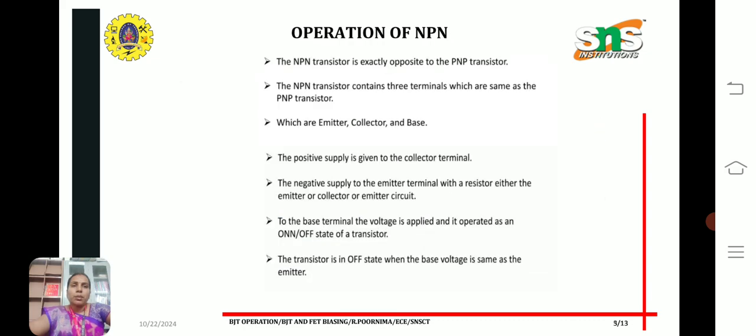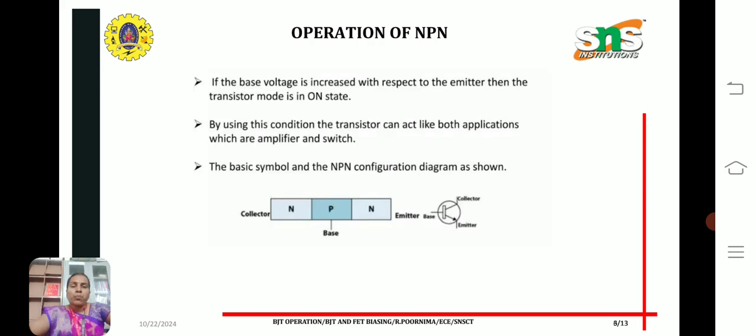And next, the operation of the NPN transistor, which is exactly opposite to PNP. It contains three terminals, the same as PNP: emitter, base and collector. The positive supply is given to the collector terminal. The negative supply is given to the emitter terminal. To the base terminal, the voltage is applied, and the transistor operates in an on-off state. If the base voltage is increased with respect to the emitter, then the transistor is in the on state. By using this condition, it acts like an amplifier and a switch.